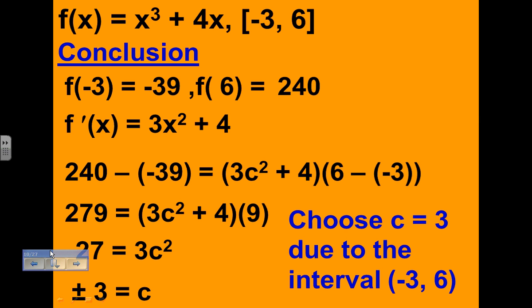So the answer would be 3. I'm saying the answer is going to be 3 because negative 3 can't be an answer, because the conclusion says it has to be parentheses at the end. I think it says open interval. On the top it says c and a, b, and it's an open interval. So it has to be in the open interval. We learned something today.